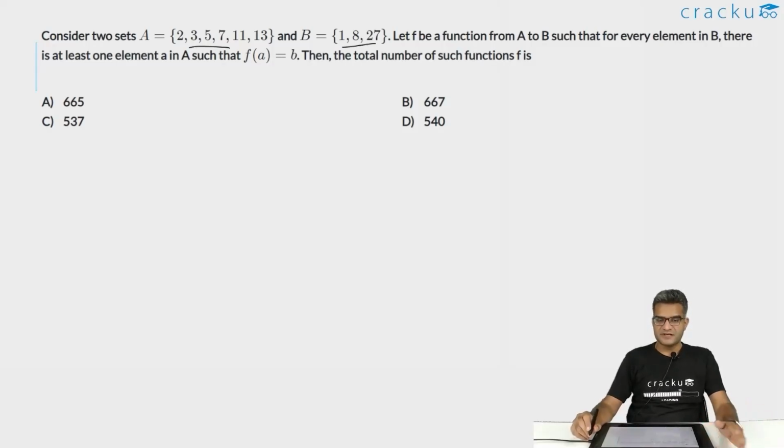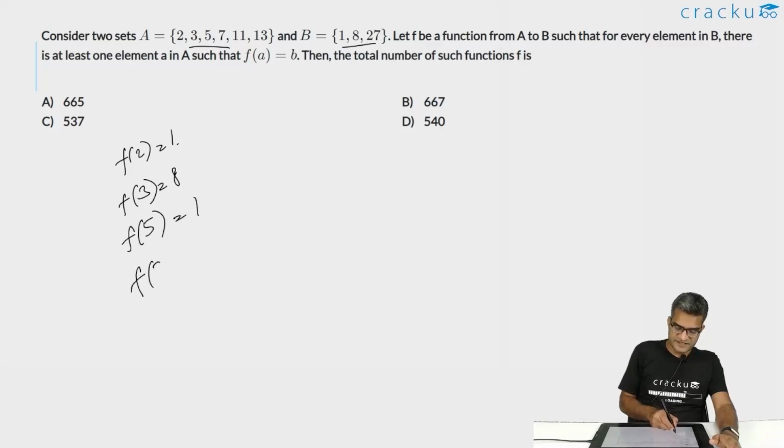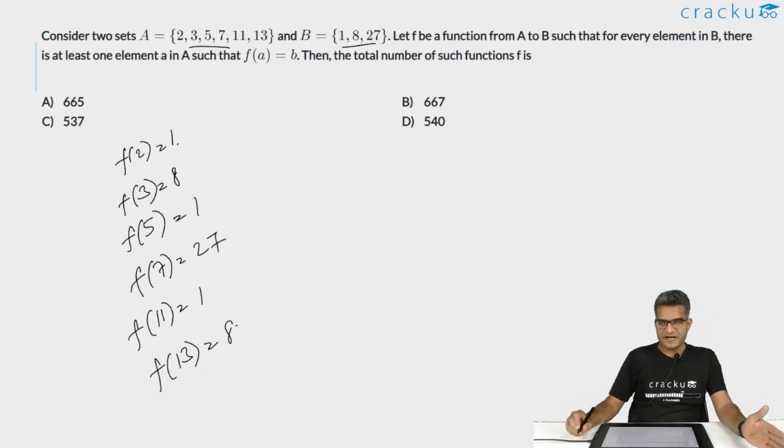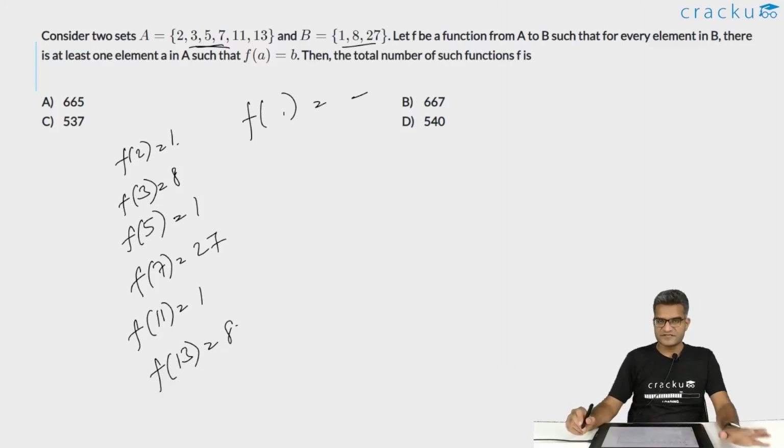For example, a function can be something like f of 2 is equal to 1, f of 3 is equal to 8, f of 5 is equal to 1, f of 7 is equal to 27, f of 11 is equal to 1 and f of 13 is equal to 8. Essentially, for every element in A, when you are passing it through the function, you will get an element in B. That is how this function is defined.